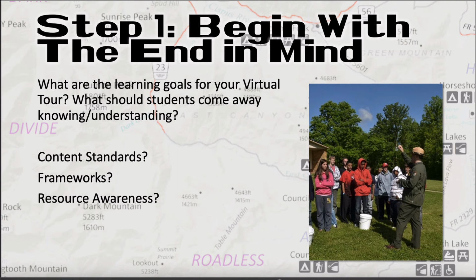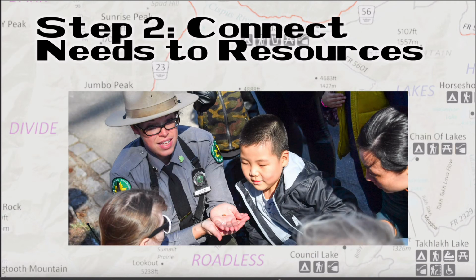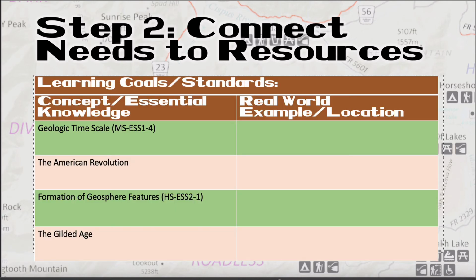And that's step one. Once you have an idea of what you want them to come away with, you can begin to connect that need, be it content or experience based, to resources. So this is what I did. I have here on the left concepts or essential knowledge, learning goals, if you will. And then what I needed is a place in the world that I could point to that would enable me to do what park rangers do every day.